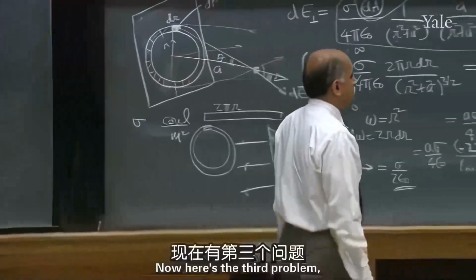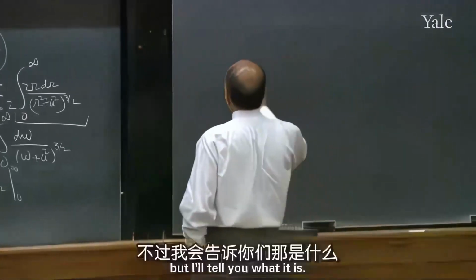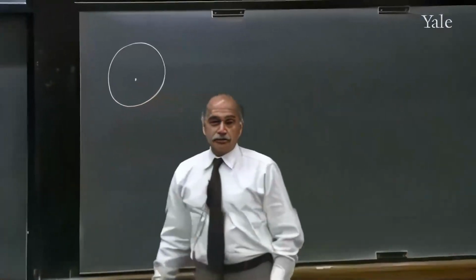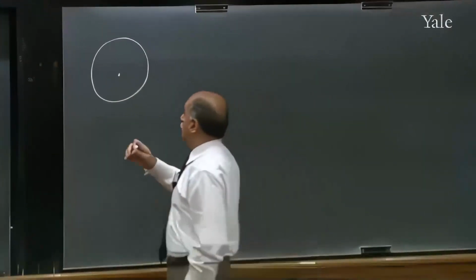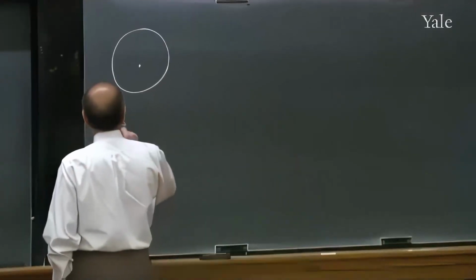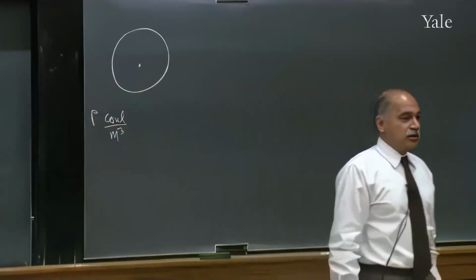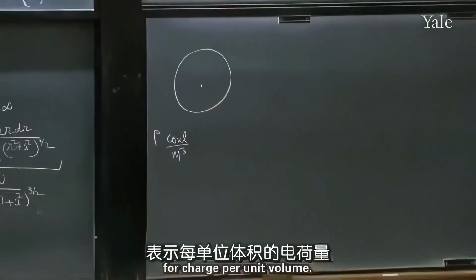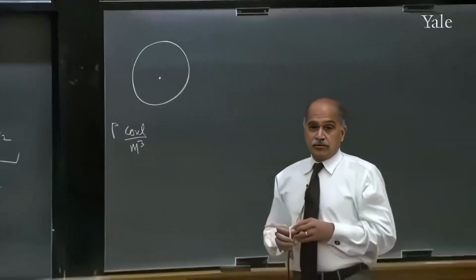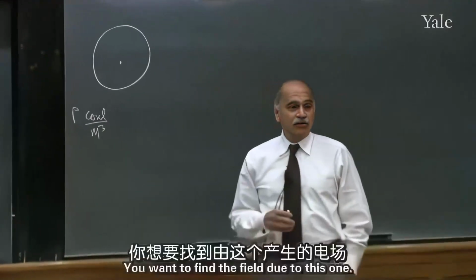All right, now here's the third problem. And the good news is I'm not going to solve it for you, but I'll tell you what it is. Here's a solid ball of charge. It's got some charge density, rho, coulombs per meter cubed. So rho is the standard name. You use density for mass over volume, and you use the same symbol rho for charge per unit volume. So somebody has assembled a blob of electrical charge, and 1 cubic meter of that has rho coulombs. You want to find the field due to this one.